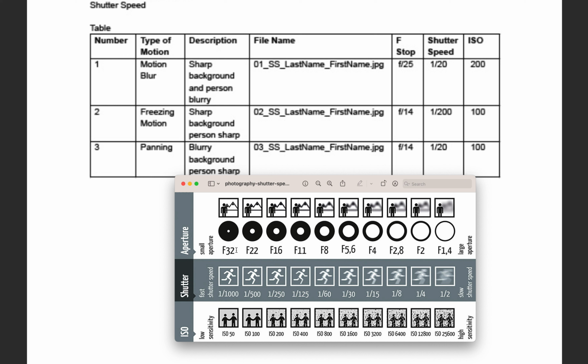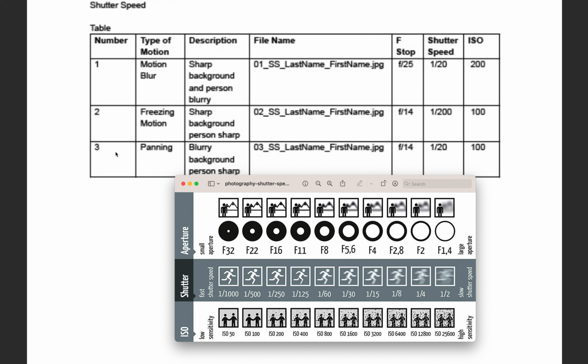So what would we change? We want to speed up the shutter, to let less light enter the camera. So we're at 1 over 20. I would try 1 over 30, 1 over 15, 1 over 8.